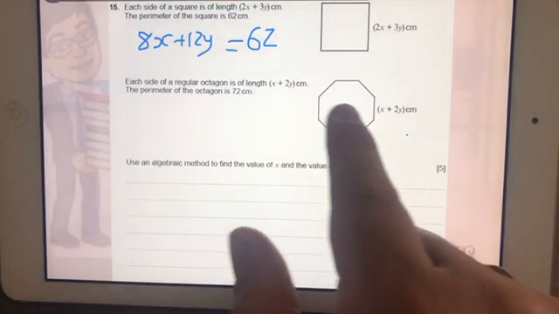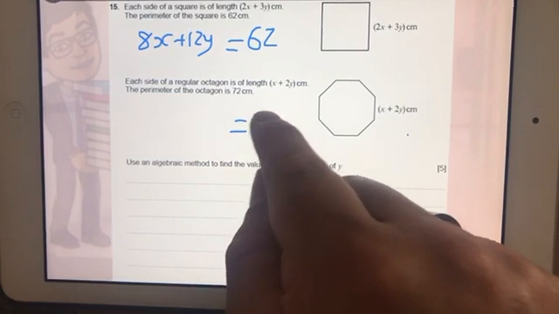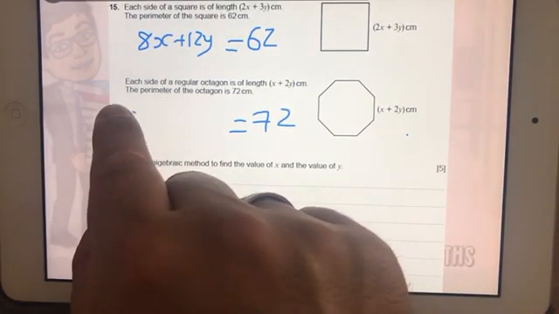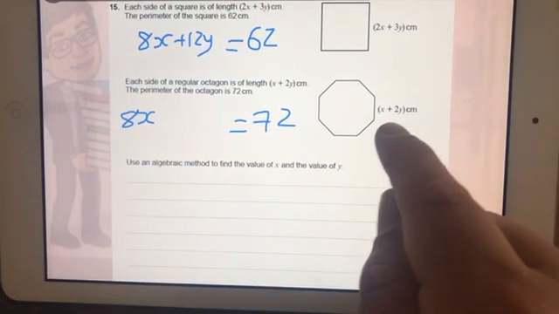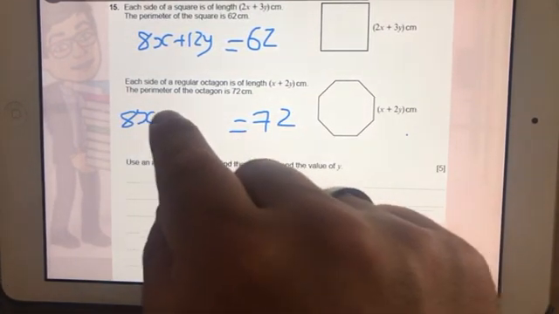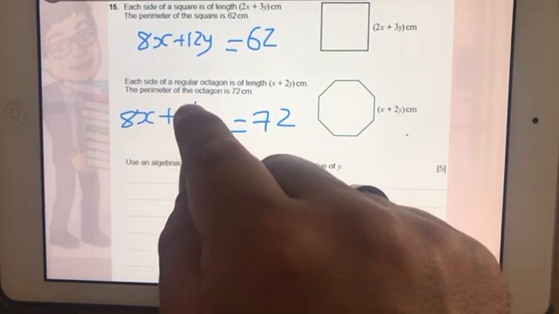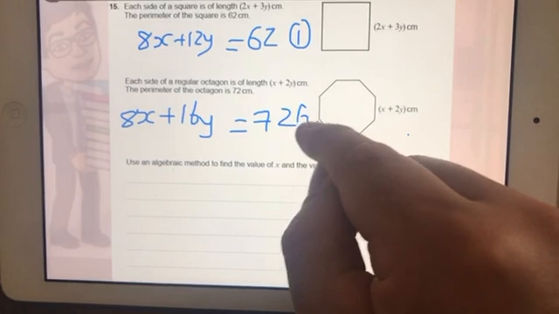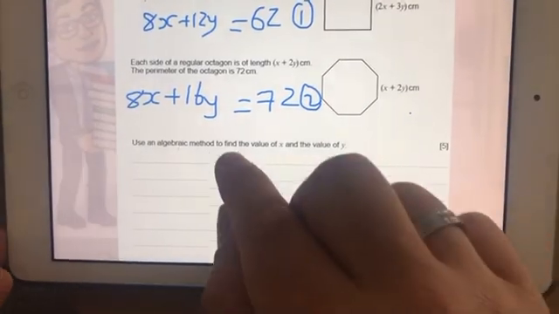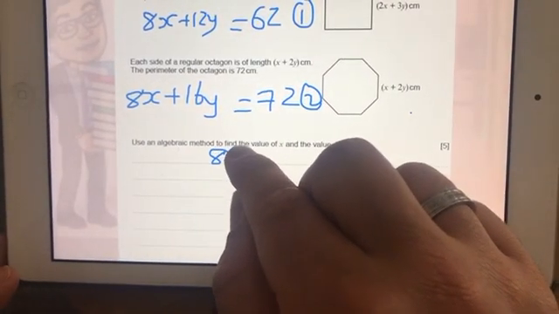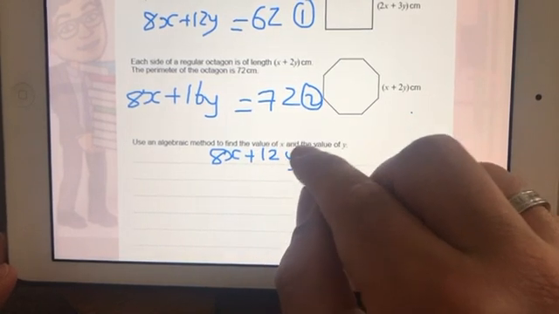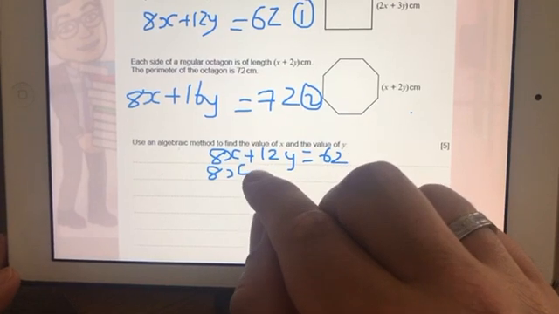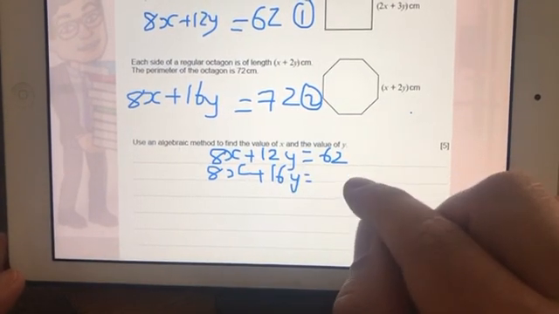Then each side of a regular octagon on the bottom is 72. x plus 2y, so there's 8 x's on the bottom. And there's also 8 lots of 2y's, which is 16y. Okay, so what you've got is simultaneous equations. That's going to be equation 1. That's going to be equation 2. I'm going to write them on top of each other on the bottom. 8x plus 12y equals 62. And 8x plus 16y equals 72.